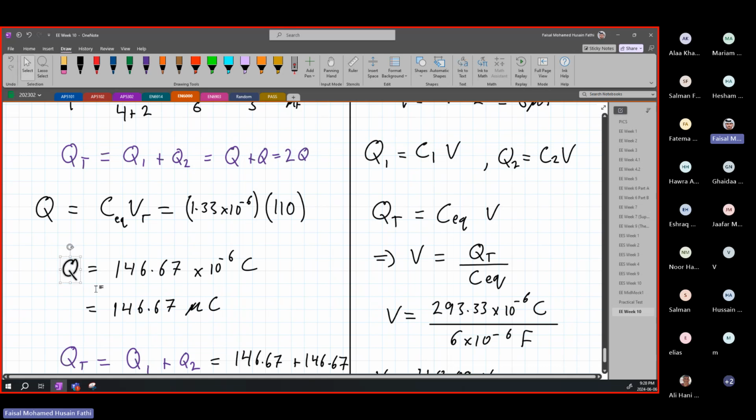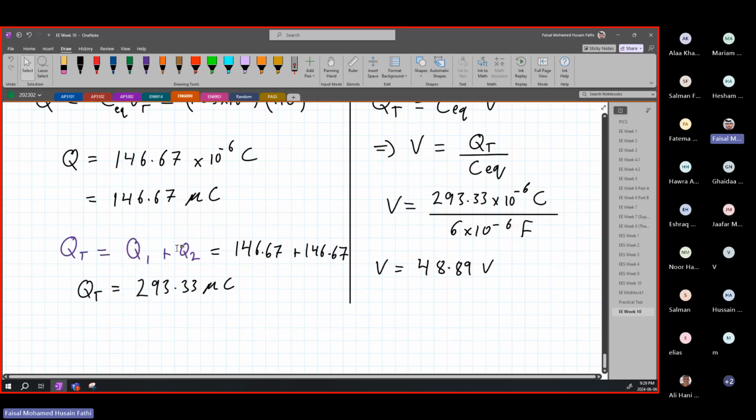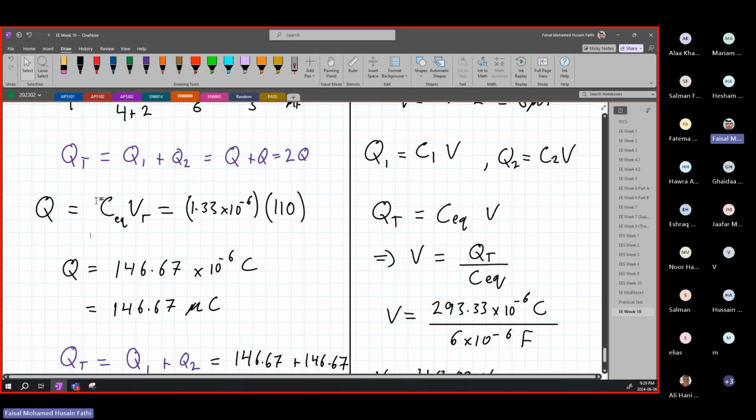Once we find our total charge, or I should say our equivalent charge, we need to find now the total charge that is being stored. This one is storing charge and this one is also storing charge. Meaning this charge plus this charge is the total stored charge. That's why we are adding Q1 and Q2 to find our Q total. Keep in mind Q total is not equal to C equivalent times VT. Q of each capacitor is equal to C equivalent times VT in the case of a series circuit.